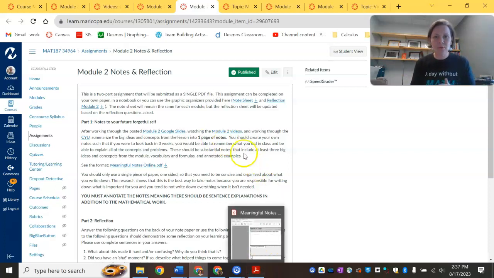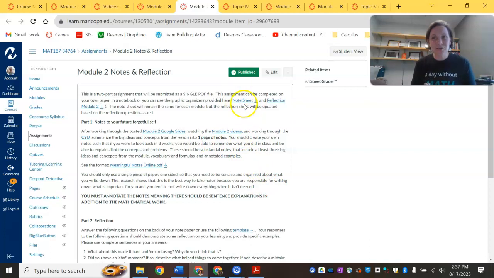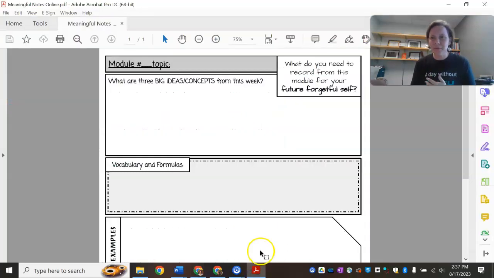And to help you, you will notice that there is a note sheet you can use, and I'm going to pull it up right here so you can get a sense of what I might recommend you write down. So I would always recommend title your note sheet. So here I put in Module 2, the topic is covariation, and then what are some big ideas or concepts that were introduced in this unit? What does it mean to describe something by amounts of change versus what does it mean to describe something by rates of change? These are like the big overarching ideas that I should walk away with.